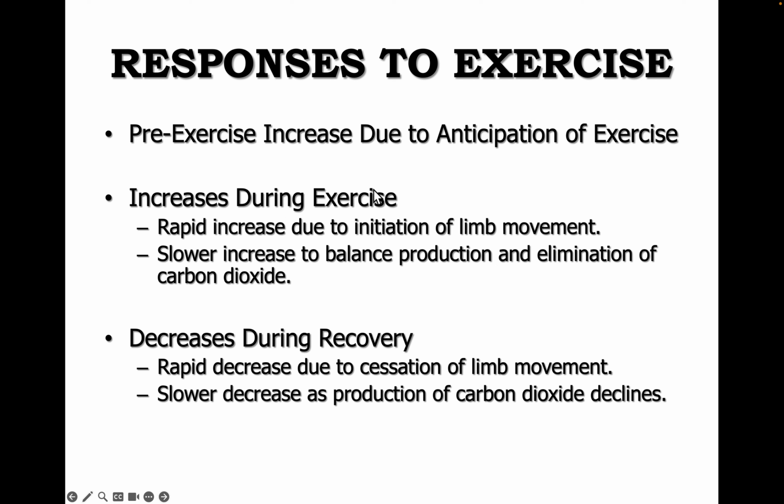Now, how does ventilation change across an exercise bout? Right before an exercise bout is going to happen, typically ventilation will increase, meaning you start to breathe a little bit more frequently. Your breaths might be a little bit deeper in nature. That's due to anticipating the exercise bout that's about to happen. So as a mile runner gets up to the starting line just before their race, their ventilation will elevate a little bit due to getting ready and being prepared for their race.